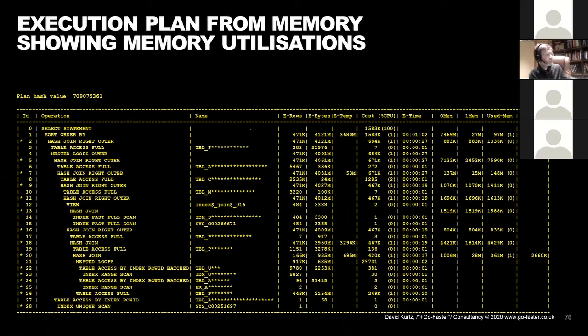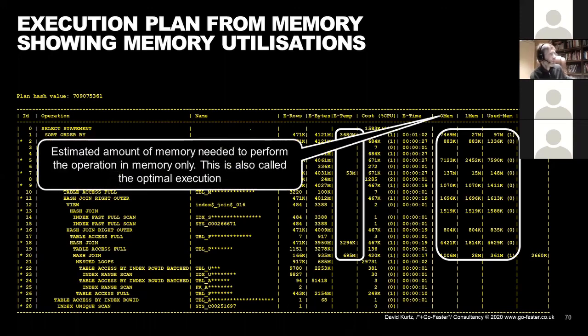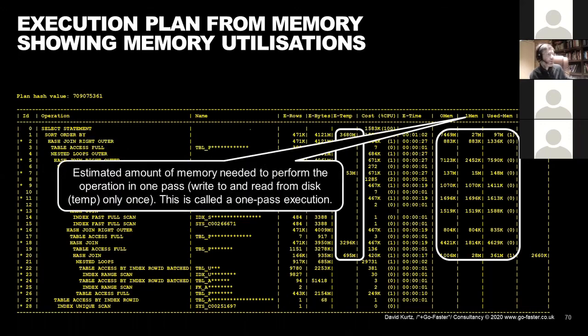Here's another example. Here's a more complex SQL statement, and you can see the estimated temp usage in the plan, and it estimates how much memory will actually be used. So if 0 mem, it's done in a single pass. 1 mem means it's done in 1 pass, with 1 read pass and 1 write pass. So basically using temp once.